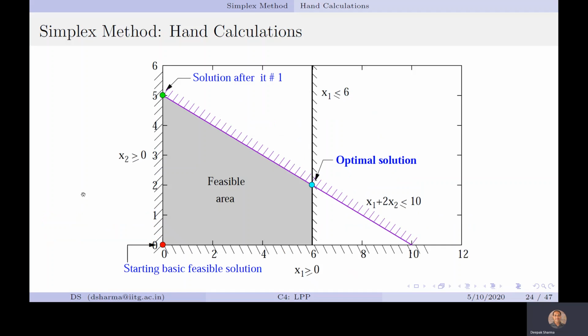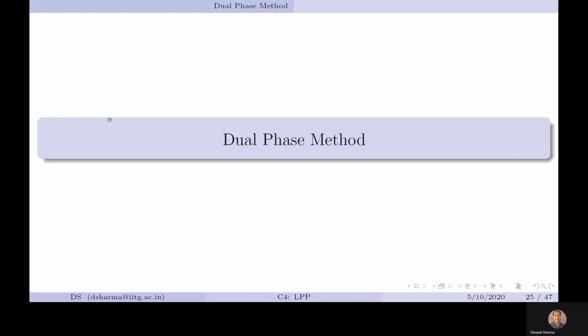If we look at it graphically, we started with the basic feasible solution, which is the origin. Then we move to the green point after iteration number 1. And in another iteration, we move to an optimum solution, which you can see in the graph. Now up to here, we have solved a simple problem where the simplex method works very well.